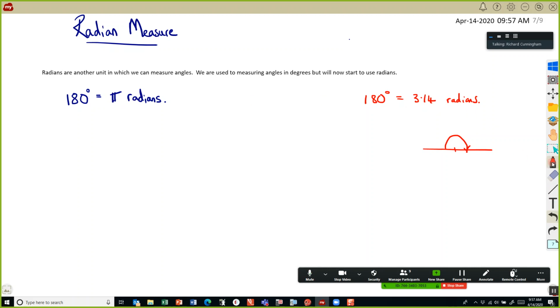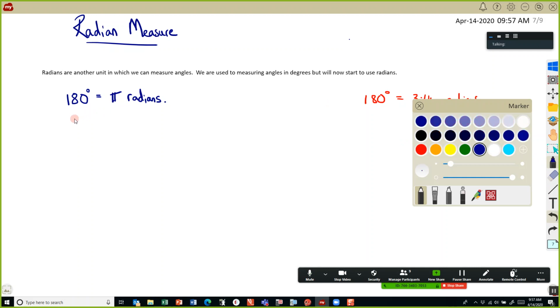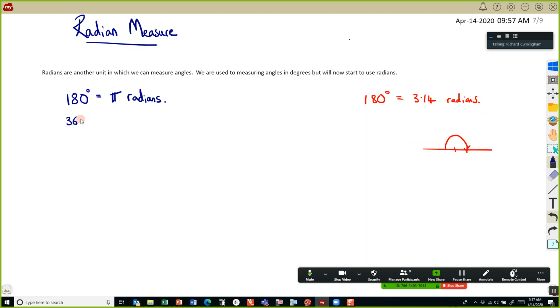So if that's the case, what is 360 degrees? Somebody in SL, if you could shout out. Anyone in SL? Think of what I'm doing to the 180 to get 360. Yeah, it's going to be 2 pi because it's twice the amount, isn't it? 180 times 2 is 360. So I do the same thing here. So 360 degrees is 2 pi radians.